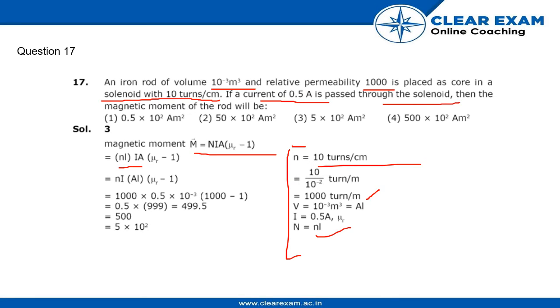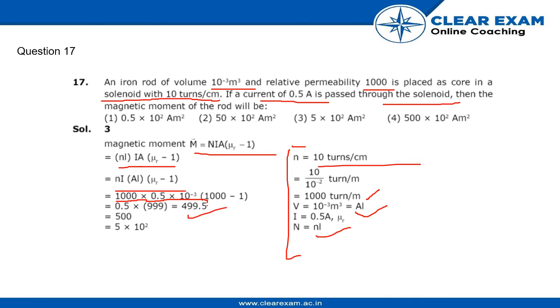So after this we get this. We have the value of A l, area into length, that is our volume. So we put these values in this, so we get 1000 into 0.5 into 10 to the power minus 3 multiplied by 1000 minus 1.